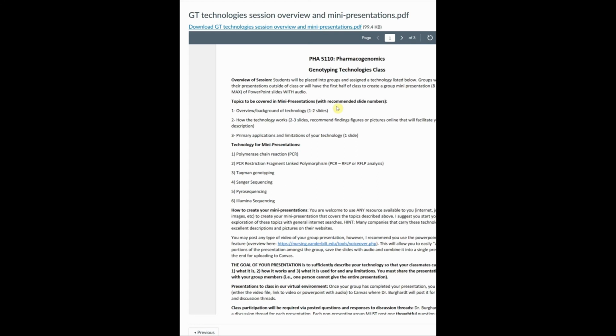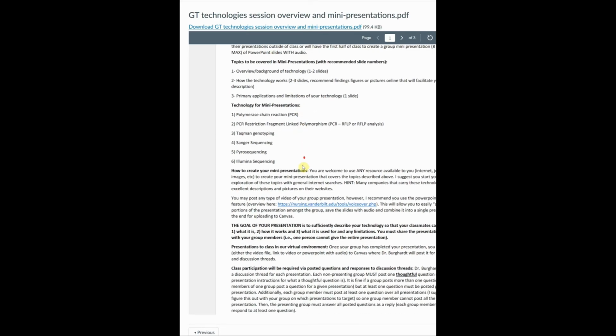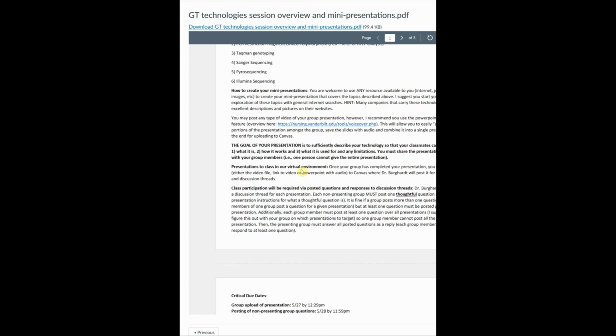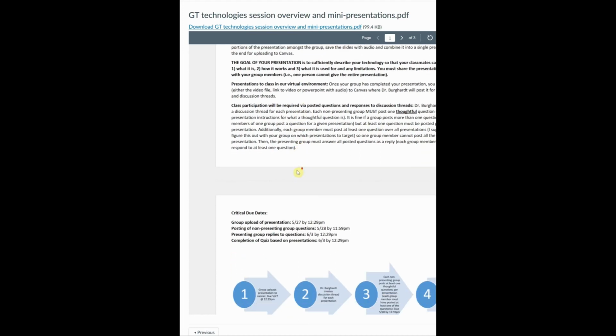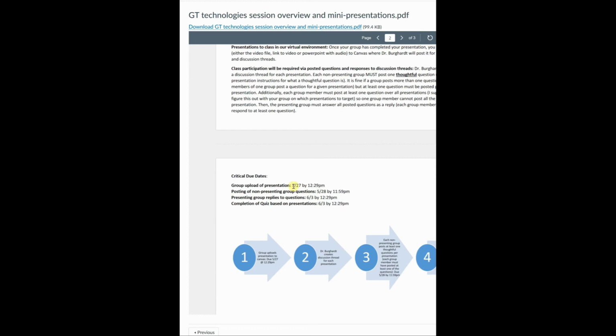Again, these are short presentations. It's cut off here, but it says 8 to 10 minutes max. So really short, really quick, to the point. The overall goal is that you will create your presentations and upload them by the beginning of next class next week, where I will turn them around and create discussion threads where you can view the lectures. You can post questions to each thread for each presentation, and then by the following week you answer each of those questions posted by each group member or group.